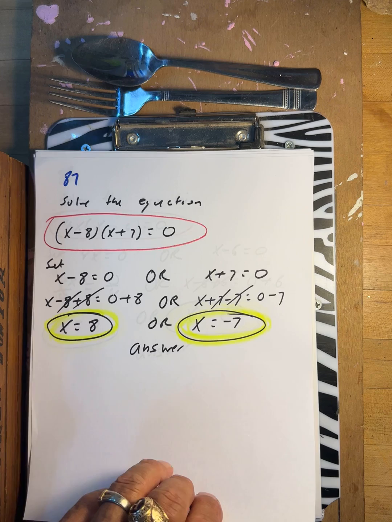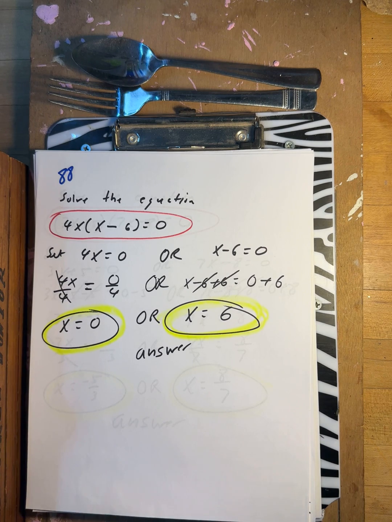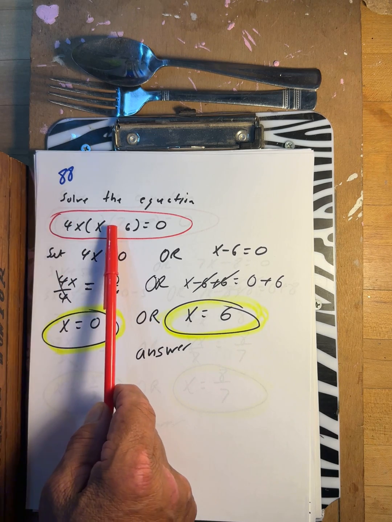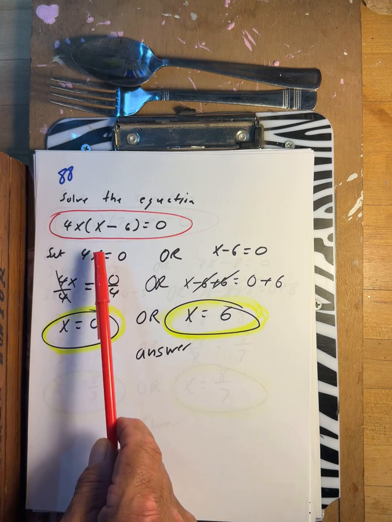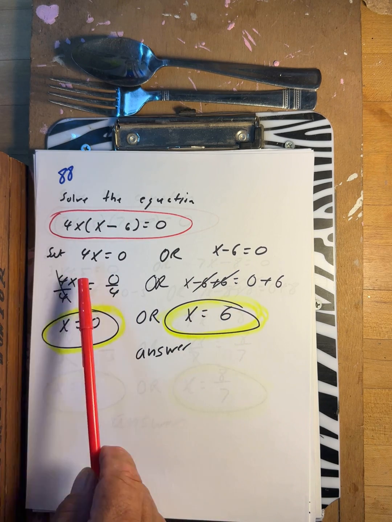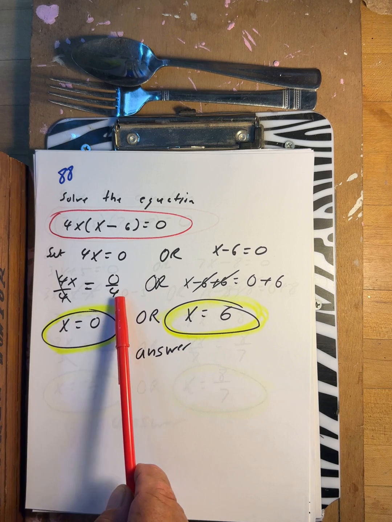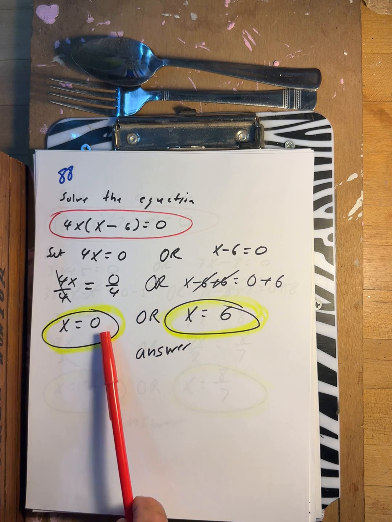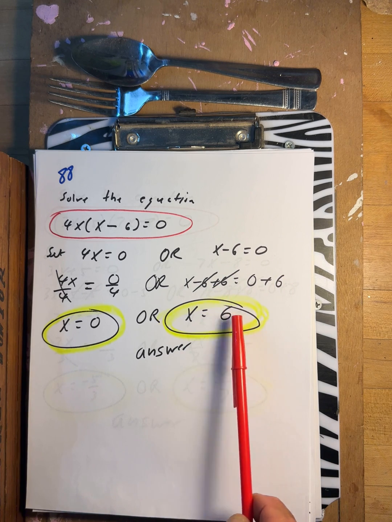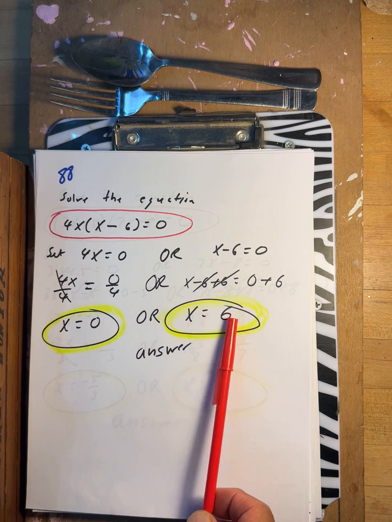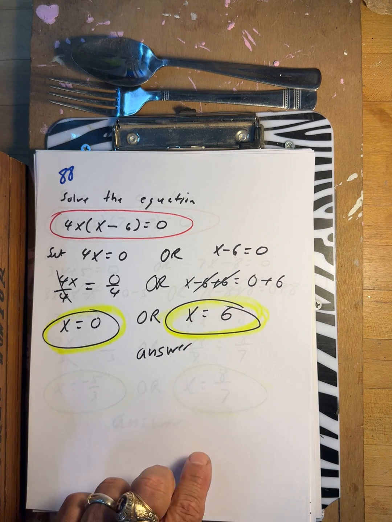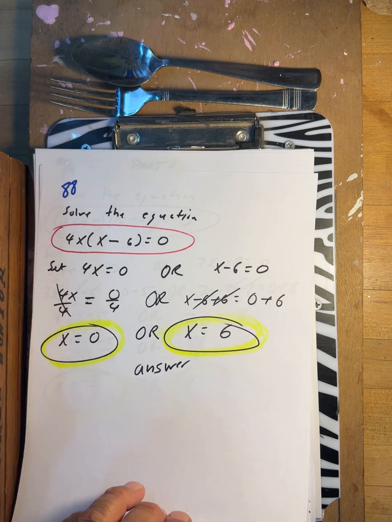It's a quadratic equation. Another one, solve the equation. Same thing. If this is 0 times 0, the whole thing is going to be 0. So 4x equals 0, or x minus 6 equals 0. Divide by 4, divide by 4. 0 divided by any number that's not 0 is just 0. So x equals 0. That's one answer. Over here, x minus 6 equals 0, so x equals 6. So x is 0 or x equals 6. Those are the two answers, and this is a quadratic also.